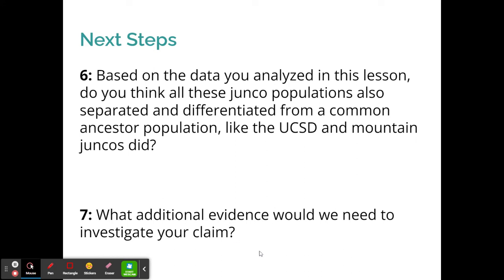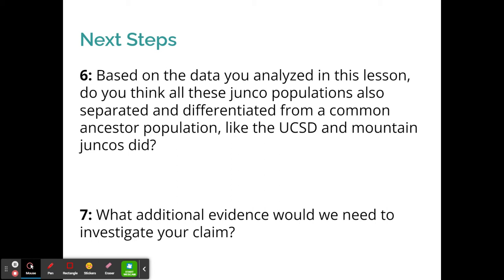So now that we have these areas of boundaries of territories, and we have this question of whether or not these different birds that look different are able to breed with one another, which is really important in determining whether or not two different looking organisms are the same species or not, well, we have to do some investigating. So let's look at the question that we could ask. Based on the data we analyzed in this lesson, which would be the graph, do you think that all these junco populations also separated and differentiated from a common ancestor population like the campus and mountain juncos did?